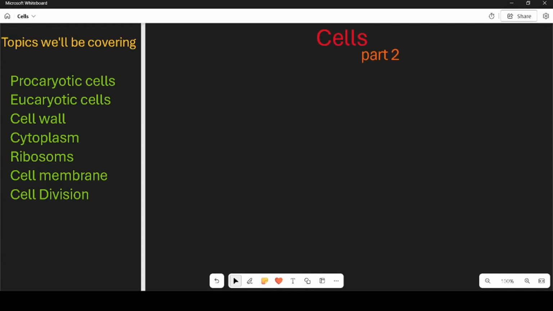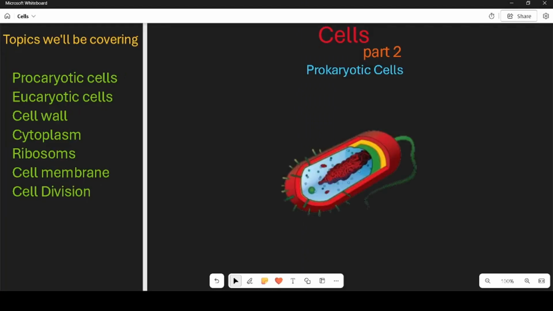There are two types of cells, prokaryotic cells and eukaryotic cells. Let's discuss prokaryotic cells first. The image you see on your screen is an example of a prokaryotic cell because in the image, the prokaryotic cell does not have a defined nucleus. So we can say that a prokaryotic cell is a cell without a proper nucleus, or a cell with a nucleus that does not have a nucleus membrane. So yeah, we could define a prokaryotic cell in our way.